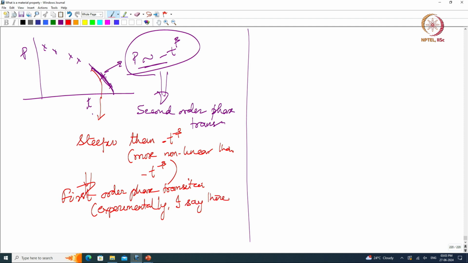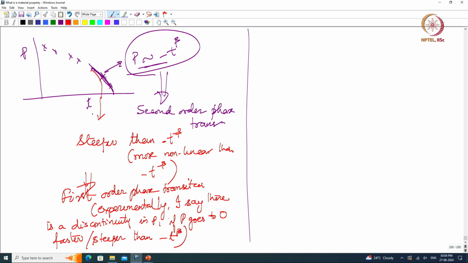There is a discontinuity in P only if P goes to 0 faster than or steeper than T power minus beta. It cannot be fit to a power law, no power law fitting, right. Okay. So, that is the detail essentially.